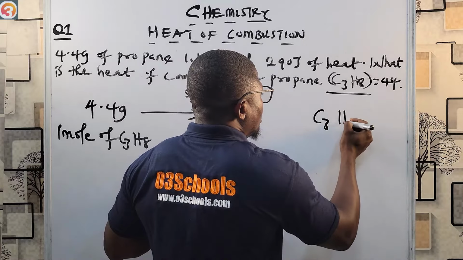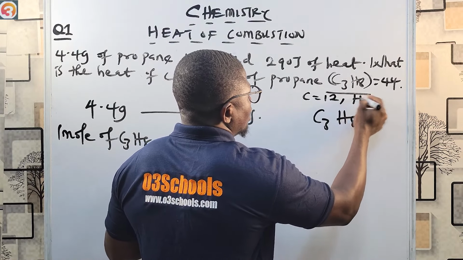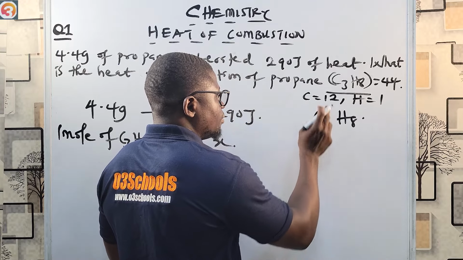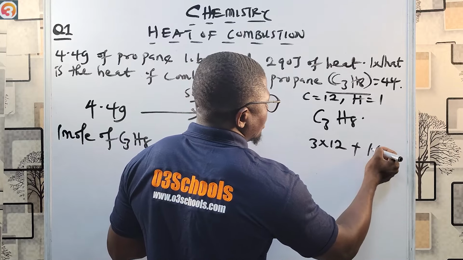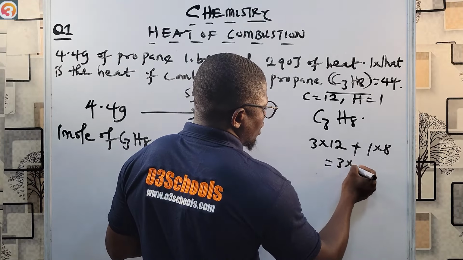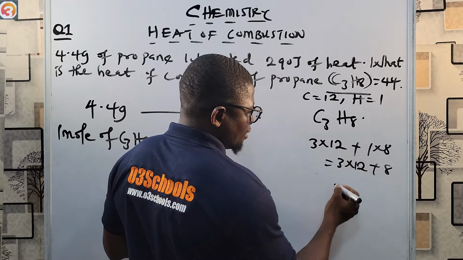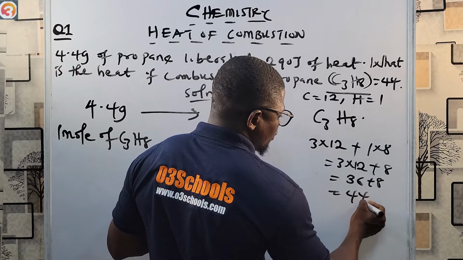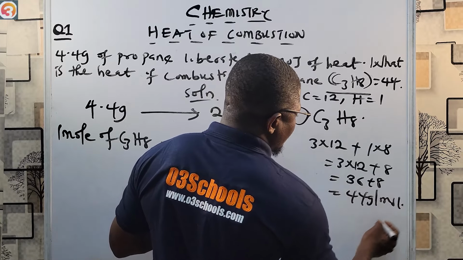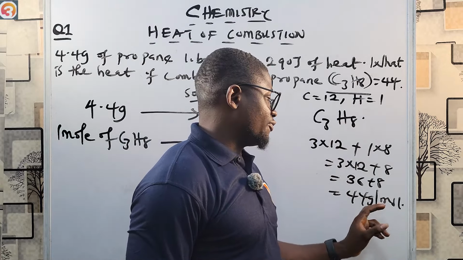Now 1 mole of the substance contains what? This is C3H8. Carbon C is 12, H is 1. So C3 will be 3 times 12, plus 1 times 8, which is 8. So 36 plus 8 gives 44 gram per mole. That means the molar mass of propane is 44 gram per mole.